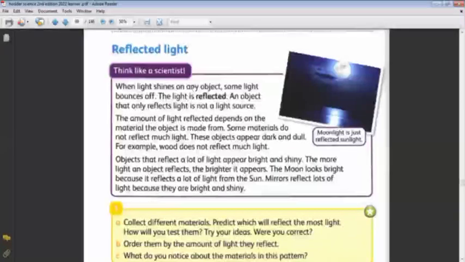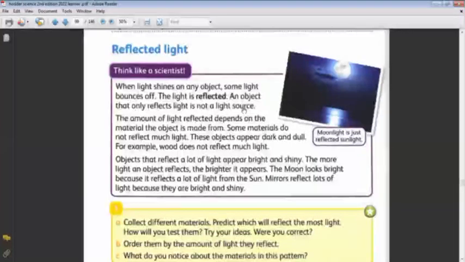The light that shines on any object, some of this light is bouncing off, or reflected. Reflected means that it's returned back in the opposite direction. An object that only reflects light is not a light source. Anything which reflects light, we can't consider it as a light source.